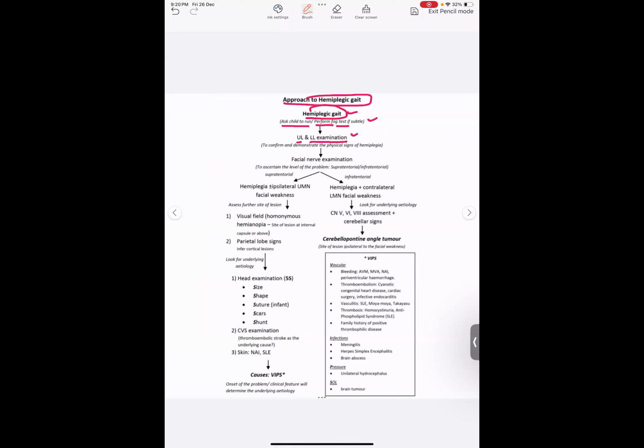According to your task, if the examiner has asked just for the lower limb examination, you will need to take permission for the upper limb. You will tell the examiner, I want to extend my examination. After the hemiplegic gait, my first step is to make sure whether it is crossed or uncrossed hemiplegia. Lower limb examination means you will check the tone, the power, and the reflexes of both lower limbs.